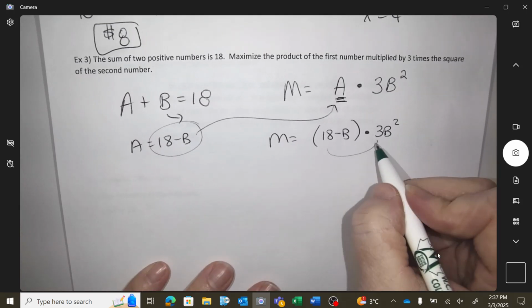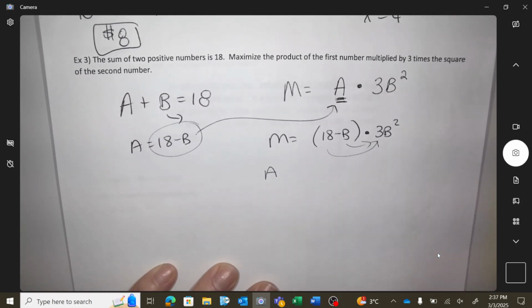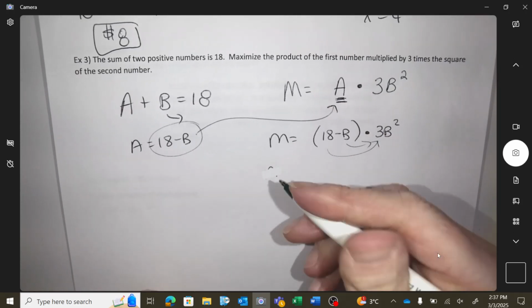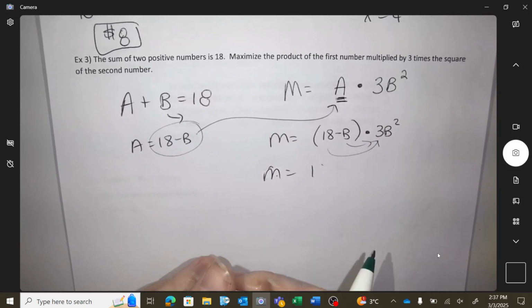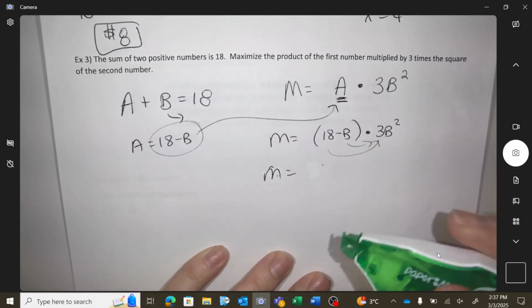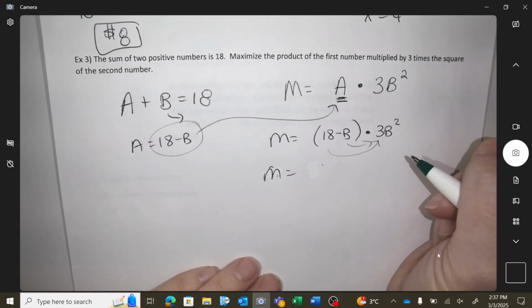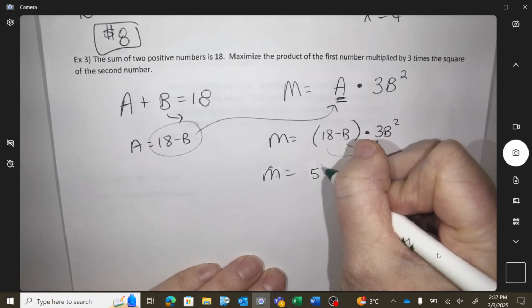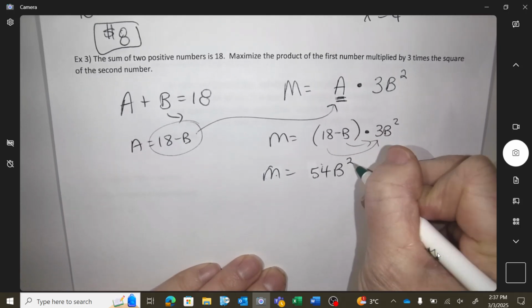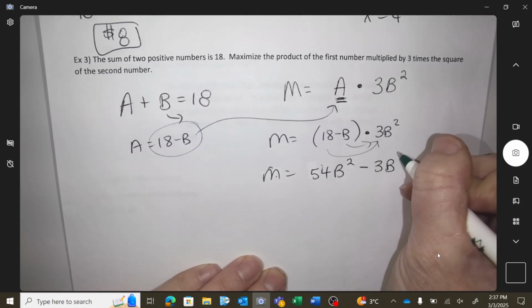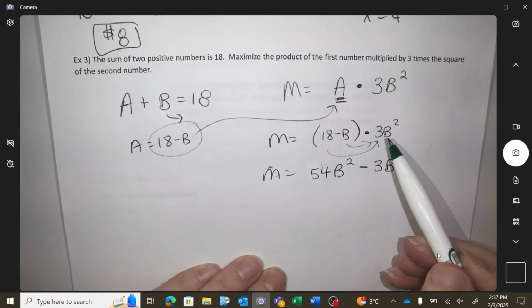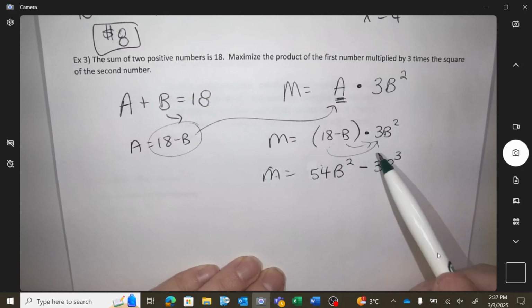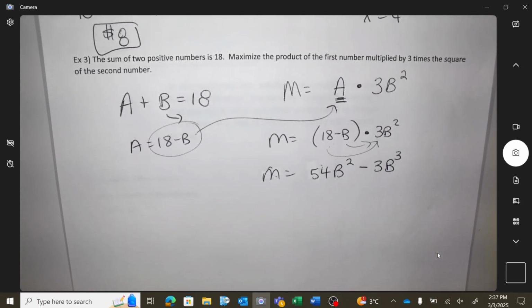Okay, right here, my math is going to make me distribute that. Anybody? What's 18 times 3? What'd you get to? 54? 54b squared minus 3b cubed. Yay, we like that? Okay.